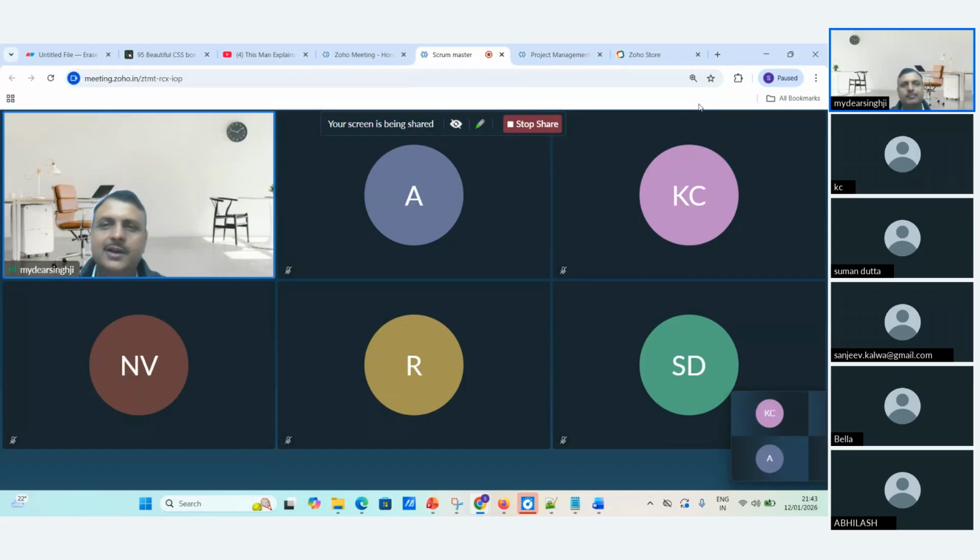Previously, the process was defined and these were the tools we were going to use. Now in Agile we are not doing that. We are focusing on all the people, all the team members individually. This is the first one.